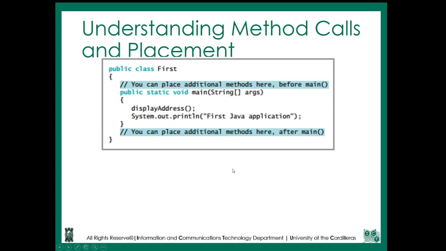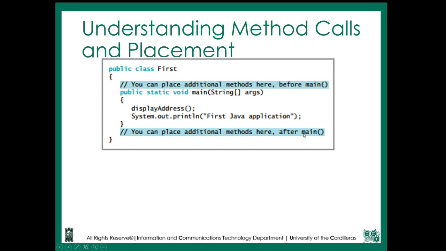Now let's take a look at this one. So you have the public class, you have the main string, okay? Now inside the main method, you have called the displayAddress method in a system.out.println. So now, adding methods in your program, you can actually place those methods or additional methods before, take note, before the main method itself and after the main method.